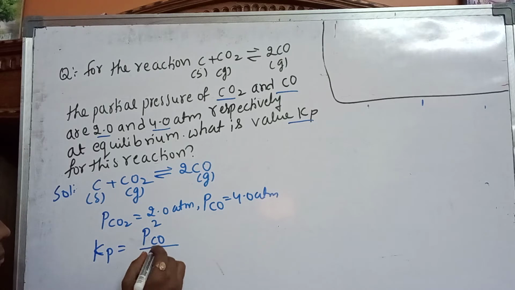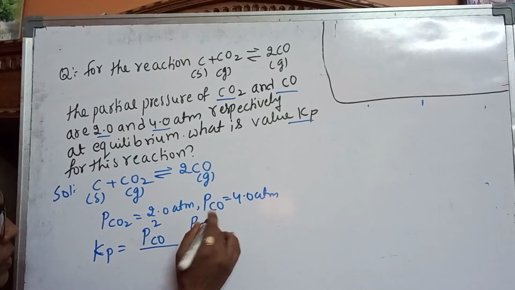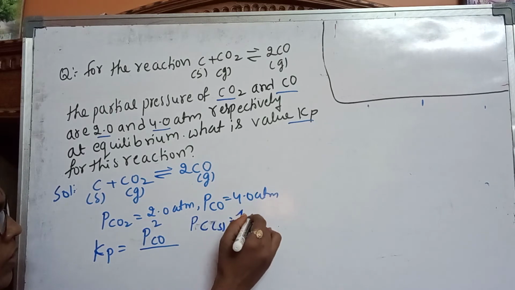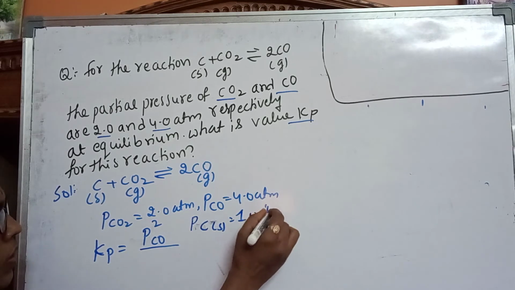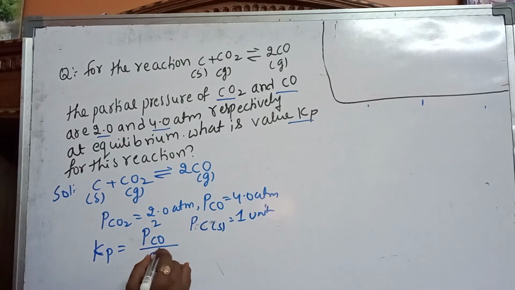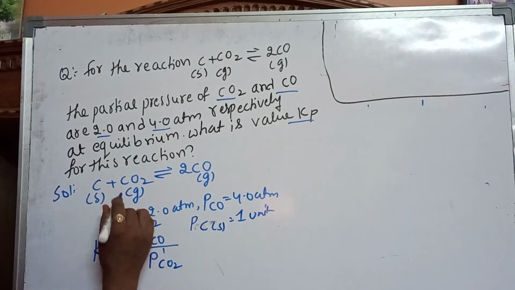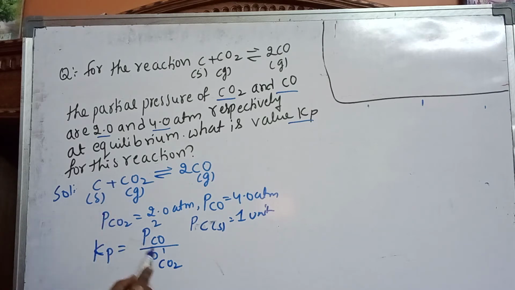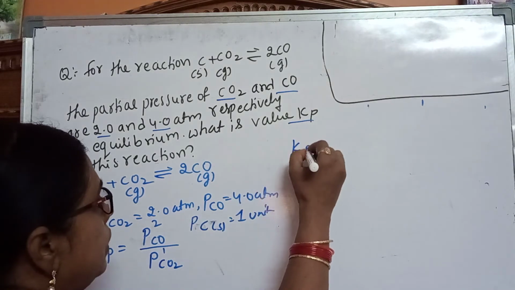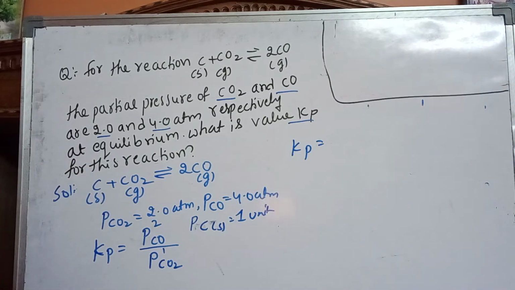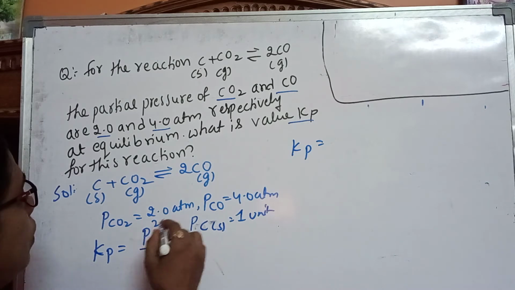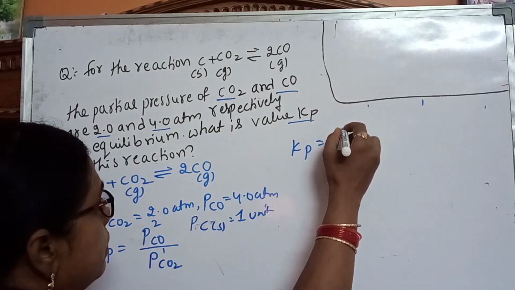So the carbon present in solid state is taken as 1 unit. So here we get the partial pressure of CO2 to the power of 1 only. Why? The stoichiometric coefficient of CO2 is 1 only, so to the power of 1. Then substitute the values in this equation to get Kp.